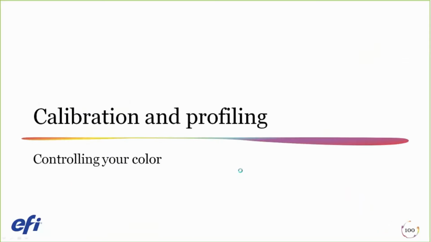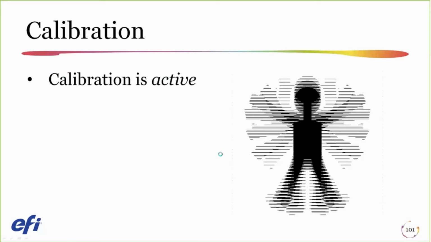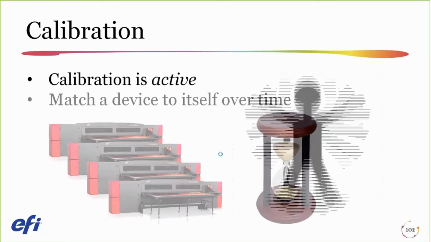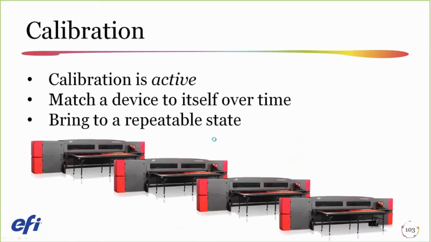Well, in order to get accurate color, we need to work with calibration and profiling on our output devices, or actually our input devices too. Calibration itself is active. It physically changes the device. It is used to match a device to itself over time so that I get the same results over time, same today, tomorrow, last month. It tries to bring the device into a repeatable state. I want to get the same results, so if I'm doing a reprint, I know I can match the color.